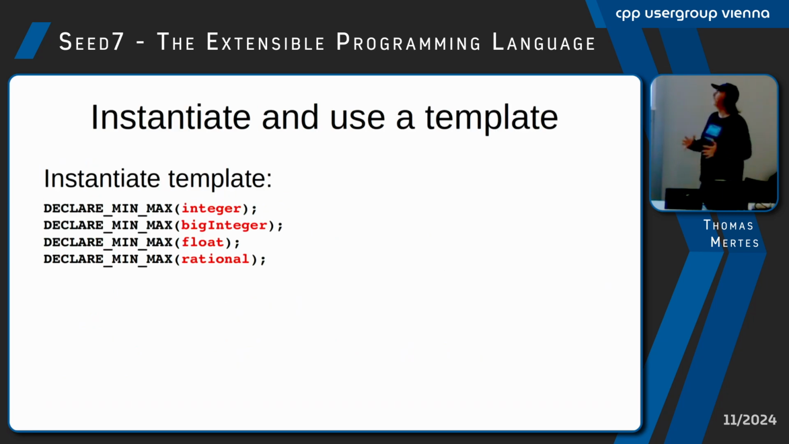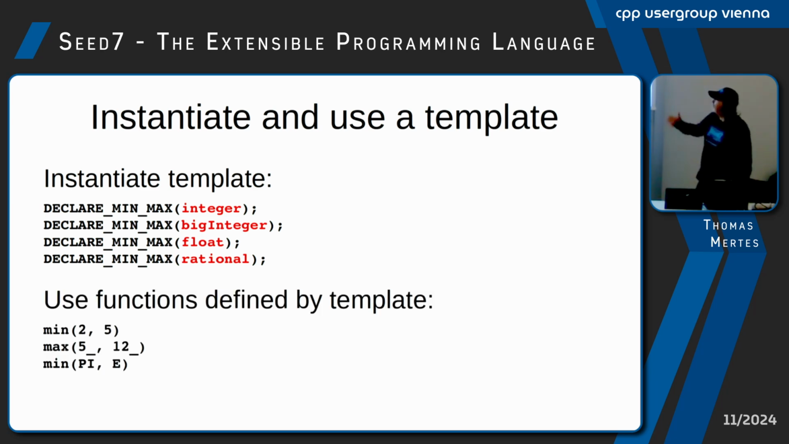And in contrast to C++ and other languages, in Seed7 you need to instantiate templates. So here are examples of the declare min max, which declares, as we saw before, a min and max function. And after this, they can be used. So if you wonder about the underline here, max 5 underline, this is big integers. So big integers can have any size, and 2 and 5 are normal integers, and pi and e are, of course, floating point numbers.